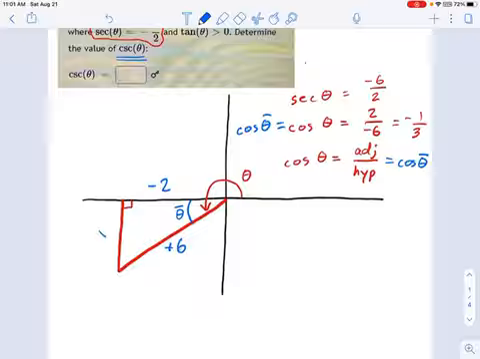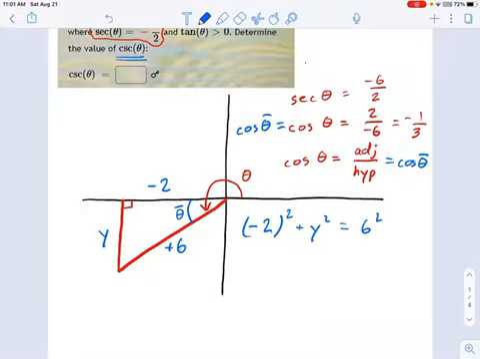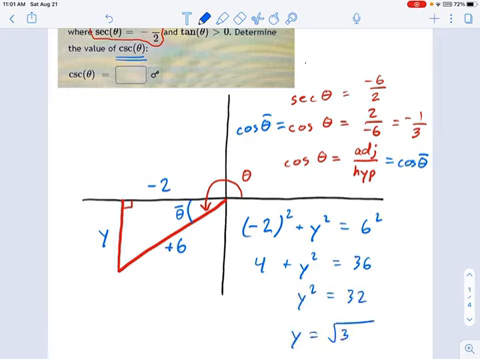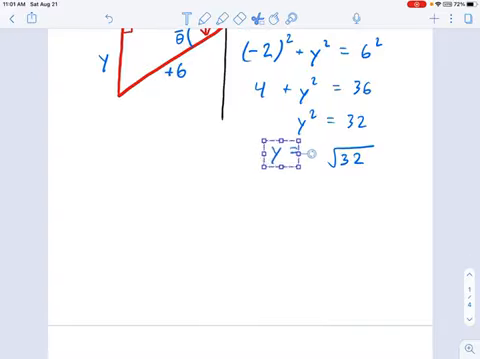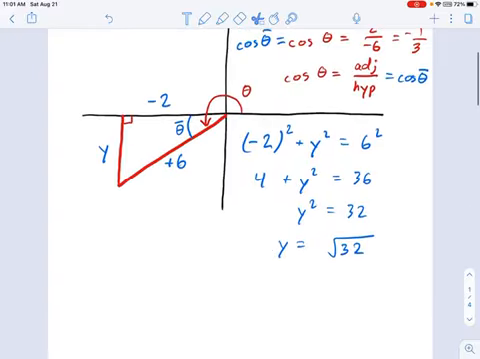I want to know what the y distance is right there. So using the Pythagorean theorem, -2 squared plus y squared equals 6 squared. So that means 4 plus y squared equals 36. That means y squared equals 32. That means y equals the square root of 32. Okay, there we go. So we put that in here.